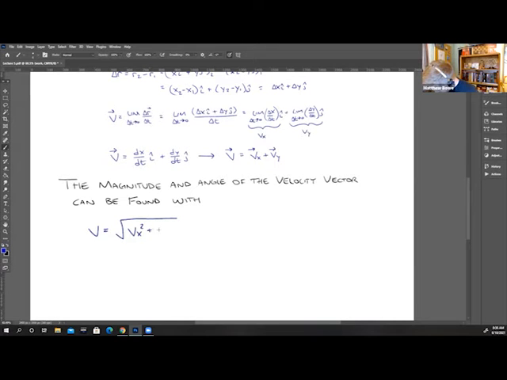Vx squared plus Vy squared, and there'll be just a number of a given speed, of the hypotenuse of the triangle. Finding the angle, the problem will ask you for a specific direction that it wants you to solve for. Again, use inverse tangent.